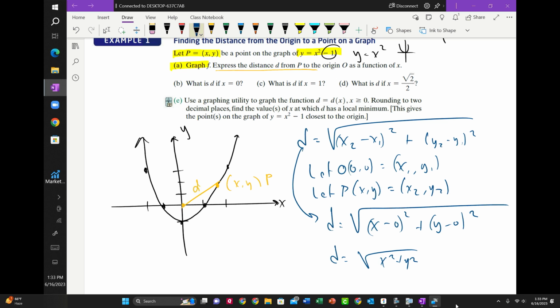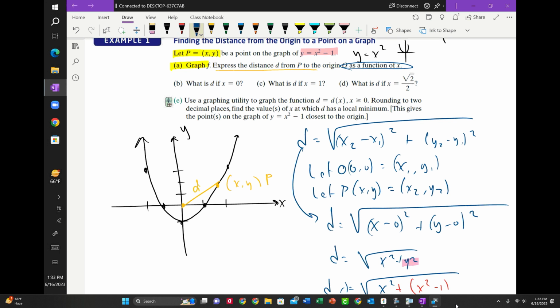Now what we were asked for in our question, if we look back at the top of the screen, is to express d from P to the origin as a function of x. So we want to write this only in terms of x. Fortunately, as far as the y squared here, we already know from the top that y is the same as x squared minus 1. So we can replace this y squared with x squared minus 1, and then fill in everything else. Now this is only in terms of x, so we can say this is a function of x.